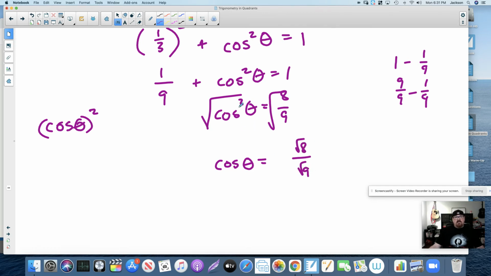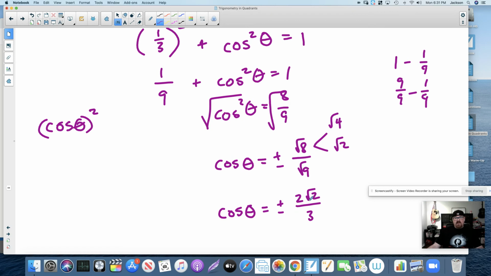Now, something you always need to keep in mind, when you are the one that's writing the square root, right? When you have to take the square root of something in order to solve, right? You have to include both the positive and negative outputs from that. So here we end up with cosine theta is equal to positive and negative. The square root of 8 is the square root of 4 times the square root of 2. So I'm going to write that as 2 radical 2. And underneath, we get the square root of 9. The square root of 9 is 3.